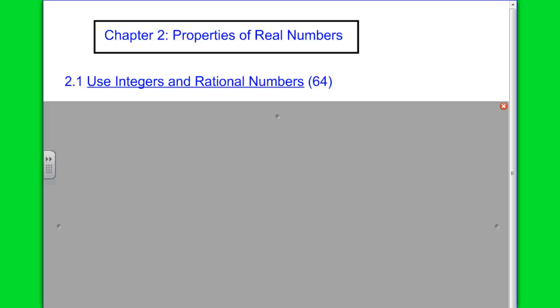Okay, so today we're beginning chapter 2 in Algebra, Properties of Real Numbers. So 2.1, the very first section, is called Using Integers and Rational Numbers. In this section, you're going to do something like you did if you had me in pre-algebra. We're going to make kind of a nesting of a bunch of boxes.